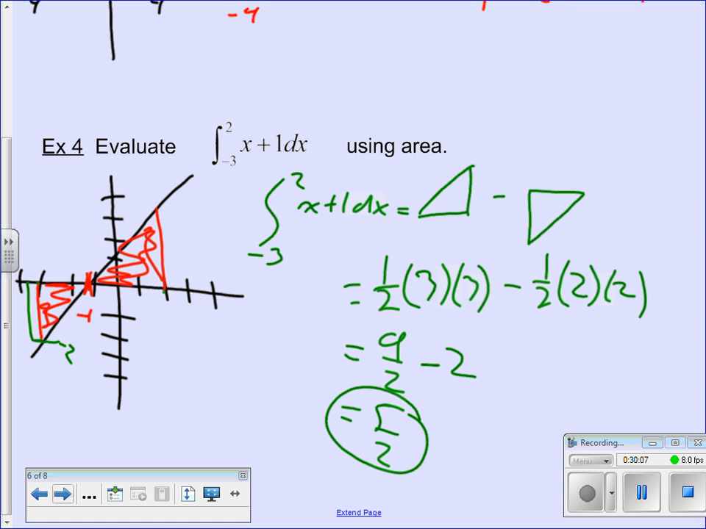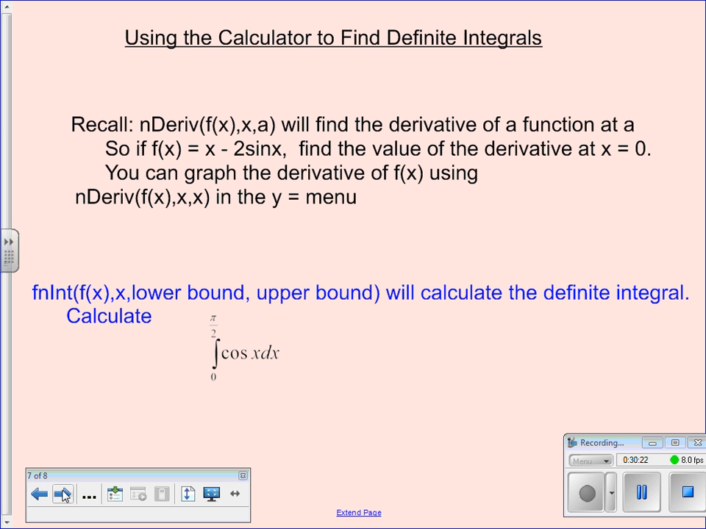Get out your graphing calculators. If you do not have a graphing calculator with you, you'll just need to make sure you have notes of how to do this. Okay. Because the next one is how to do it on your calculator.